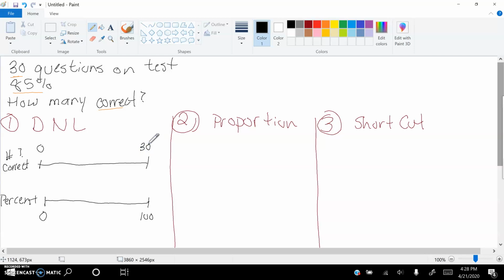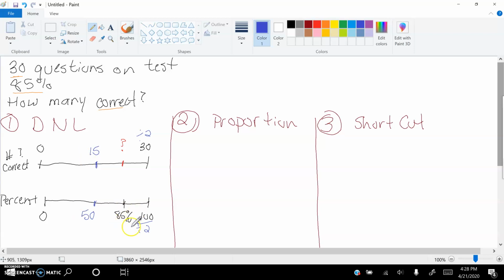And we need to figure out what 85% would be. This is what we're looking for. If we got an 85, how many questions would we get correct here? So let's use what we know, 100% being 30 questions, to help fill in the rest. So if we divided 100 by 2, that would give us 50%. And we can do the same thing with 30. Divided by 2 will be 15. So if we got 15 questions correct, we would get a 50%.